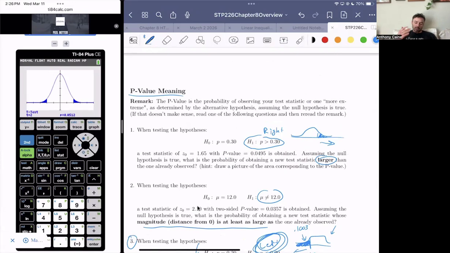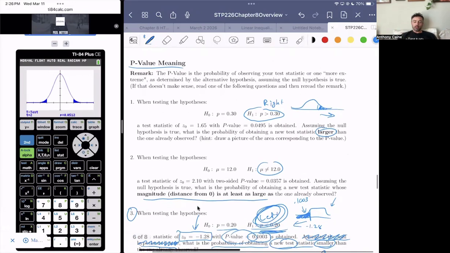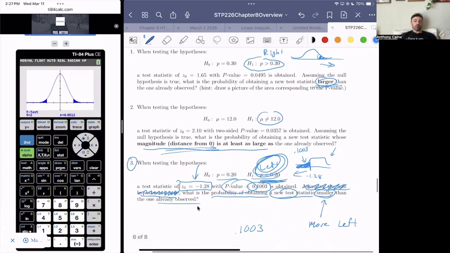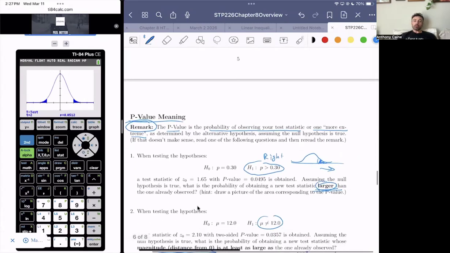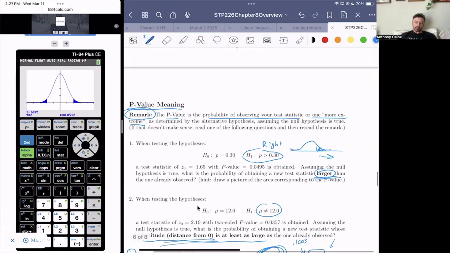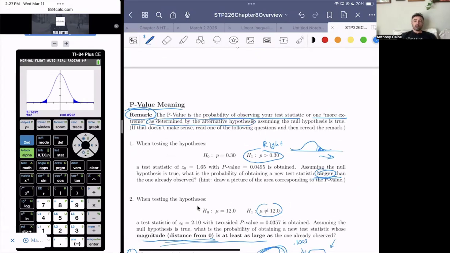If you are kind of getting that, this is why I'm going to come back up here to my remark. It can be a confusing remark because I'm trying to capture all of this in a catchy phrase. So what's a p-value? It's the probability of observing your test statistic or something more extreme, okay? What does more extreme mean? It could mean larger. It could mean as far away from zero or more. It could mean smaller, aka more to the left. What more extreme means is determined by your alternative hypothesis. Is it more to the right? Is it more to the left? Is it just farther away from zero?